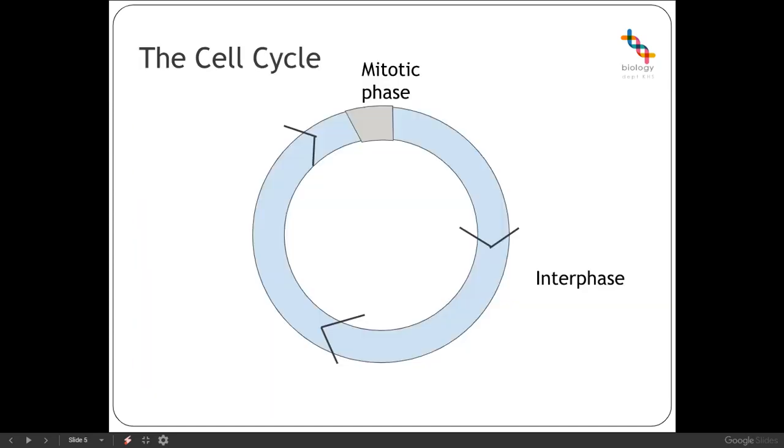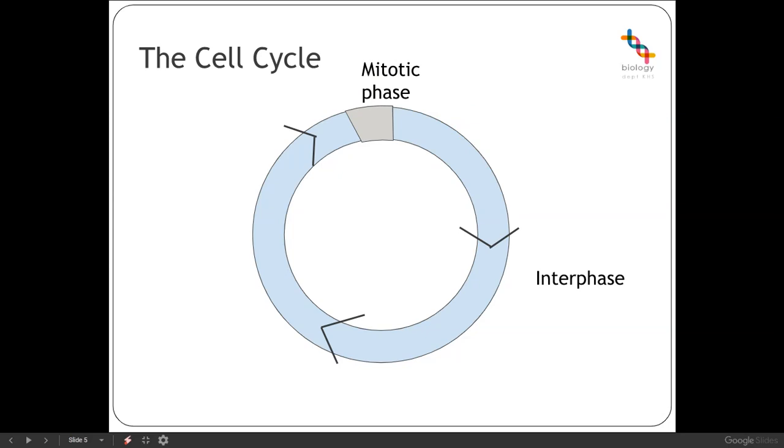Now, the cell cycle consists of two main phases. We have interphase, which is a period of growth, and we have the mitotic phase, which is the time at which the cell divides. And as you can see, interphase lasts much longer than the mitotic phase does. If you were to look at a group of cells by microscopy, you'll only see a small proportion of them in the mitotic phase. Most of them will kind of look like they're doing nothing.